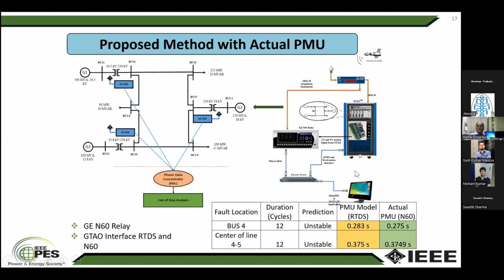With the virtual RTDS models we had, our prediction showed 0.283 seconds when we did the analysis using OpenPDC and MATLAB simulations, and the actual PMU, which is on the N60 relay, gave 0.275 seconds. And for another fault on line 4-5, the PMU model RTDS showed 0.375 seconds, and the actual PMU N60 was 0.3749.